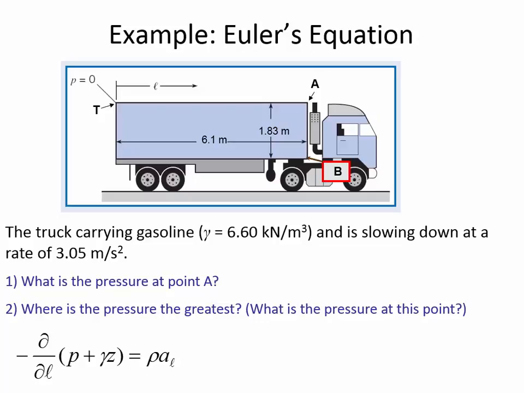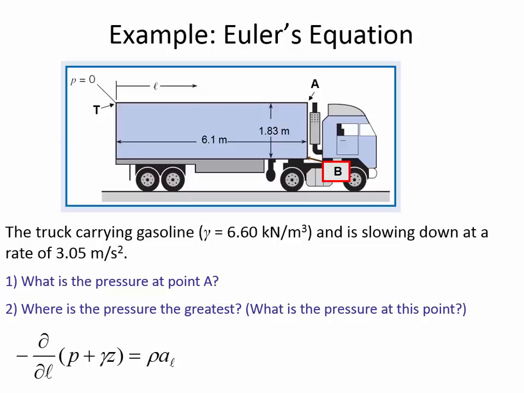There's no air inside of there, but I guess if it's slowing down right now to the left, if it was accelerating to the right, then maybe the gasoline would spill out the back, right? But we're going to focus mainly on how Euler's equation tells us, number one, what's the pressure at A, and then number two, we'll try and investigate where is the greatest pressure in this case.